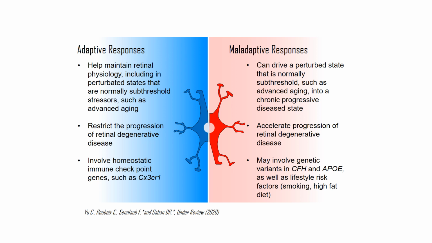On the other side, you have a maladaptive response, and this could be in the absence of CX3CR1, or potentially in gene alterations of risk factors, or even compounded by non-genetic risk determinants such as weight, Western diet, and smoking, as well as advanced aging. And in this maladaptive state, you can drive a perturbed state, which is normally subthreshold. And it can be that the progression of retinal degenerative disease is accelerated. And again, may involve these genetic variants and non-genetic determinants.